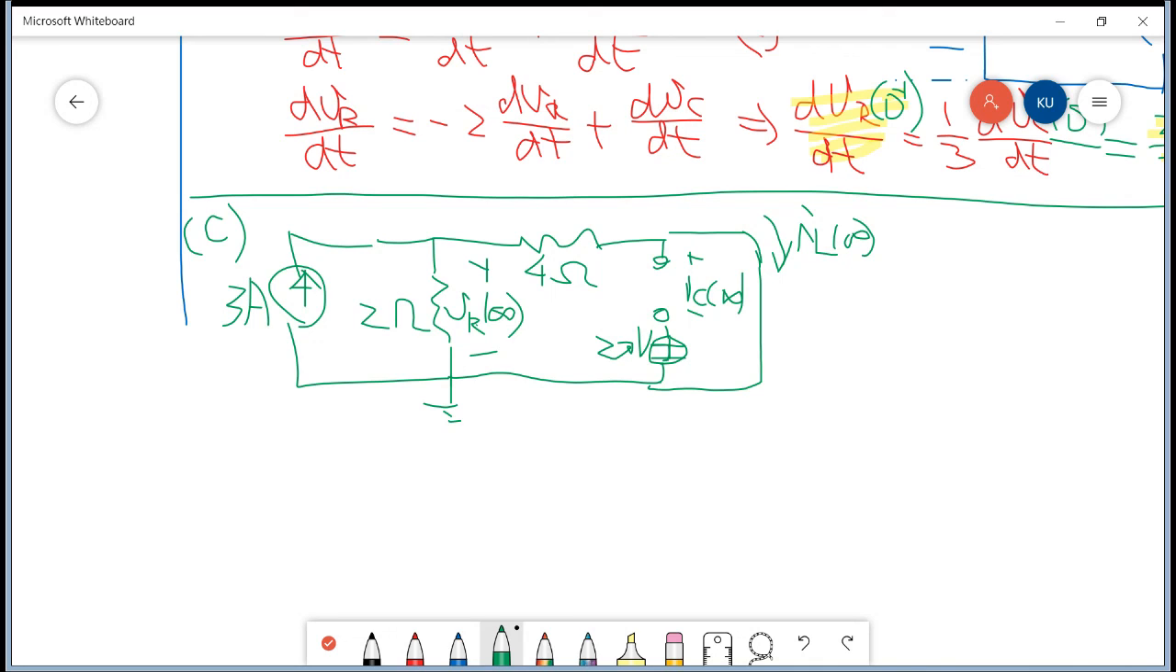In this case, VC is simple. VC(infinity) would be the easiest one because this is open and this is short. So this node is ground. So this node is 20. So it's the same, minus 20 volt.